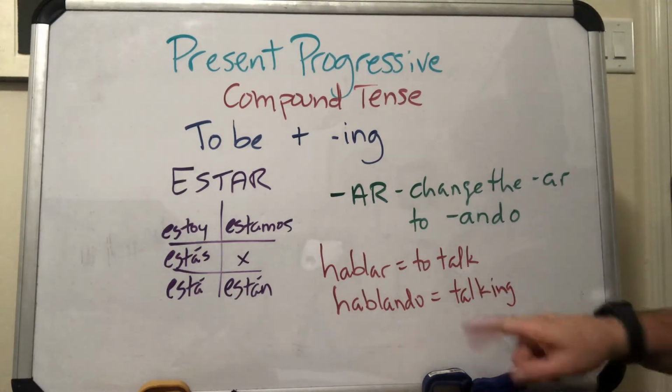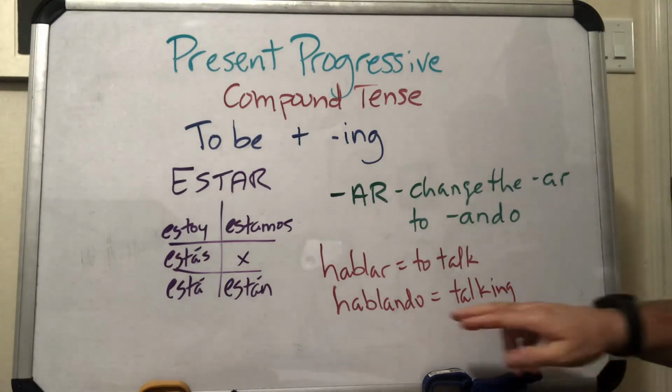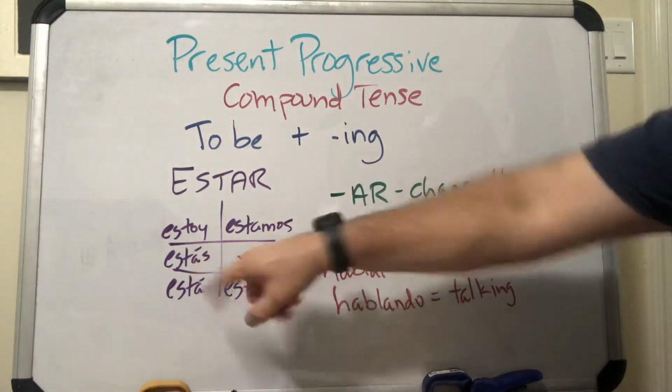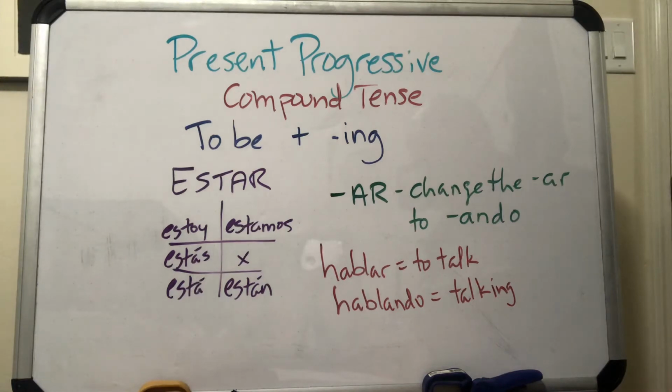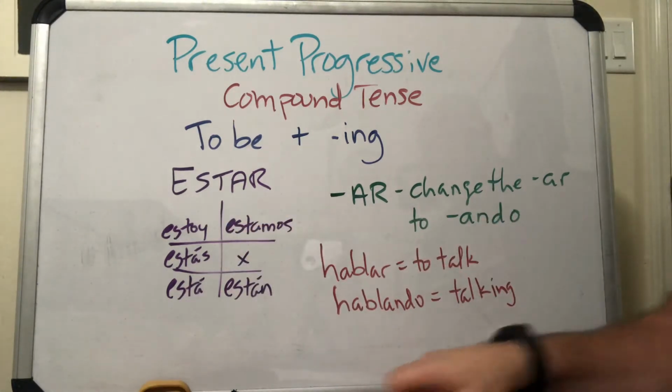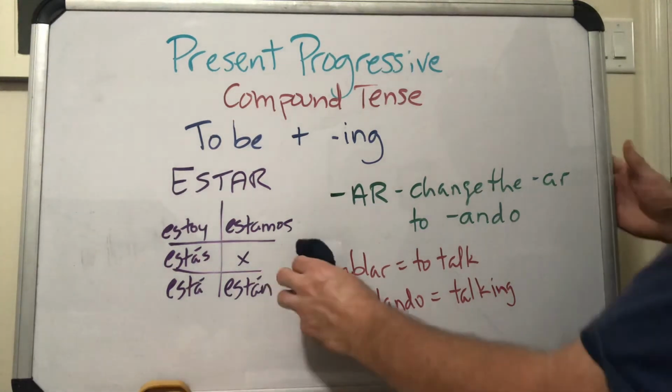Again, this ing doesn't tell me who's talking. It just changes the verb to the ing form. And then I would add in one of the forms of estar to tell me who is the one that's talking. I am talking, estoy hablando, they are talking, están hablando. Okay? All right, so that's what that looks like.